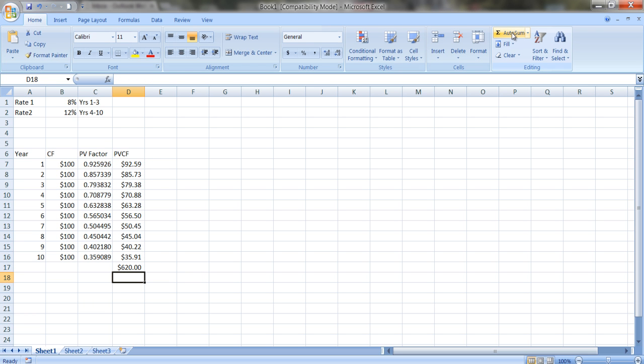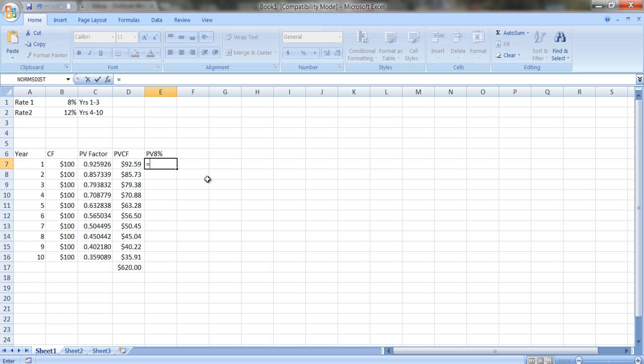And so we get $620. Now, if we discounted everything by 8% or 12%, we should get different numbers. So let's see. PV at 8%, let's just do it at 8% first.